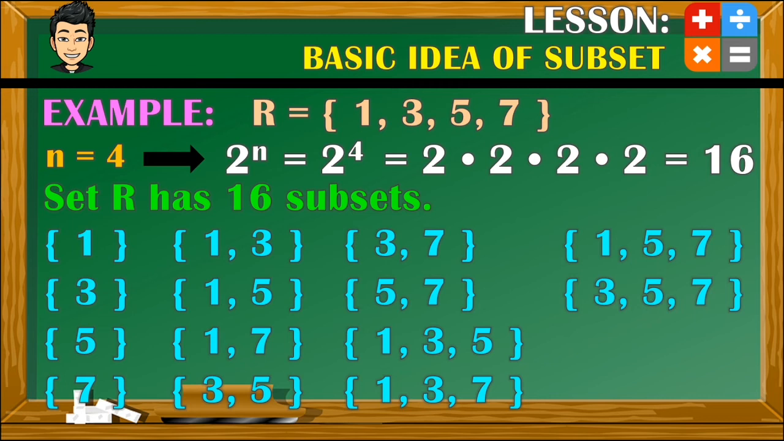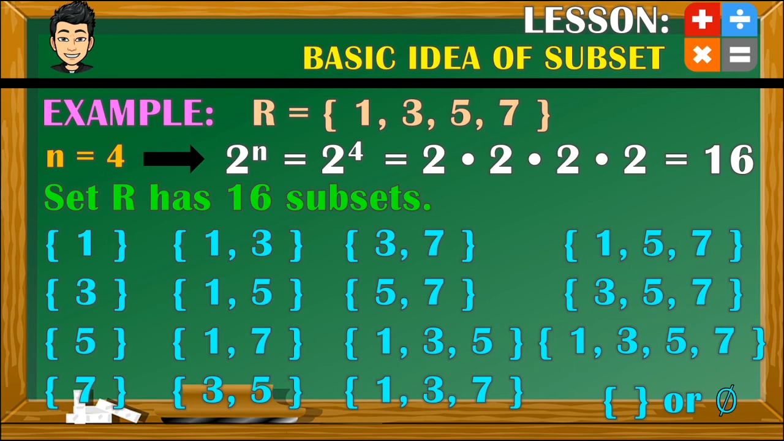Remember that the order of the elements does not matter. So you must carefully check your subsets to avoid any duplication or similar answers. Next, we write the given set itself, 1, 3, 5, 7. And finally, we have the null set or empty set. Counting the list, set R indeed has 16 subsets.